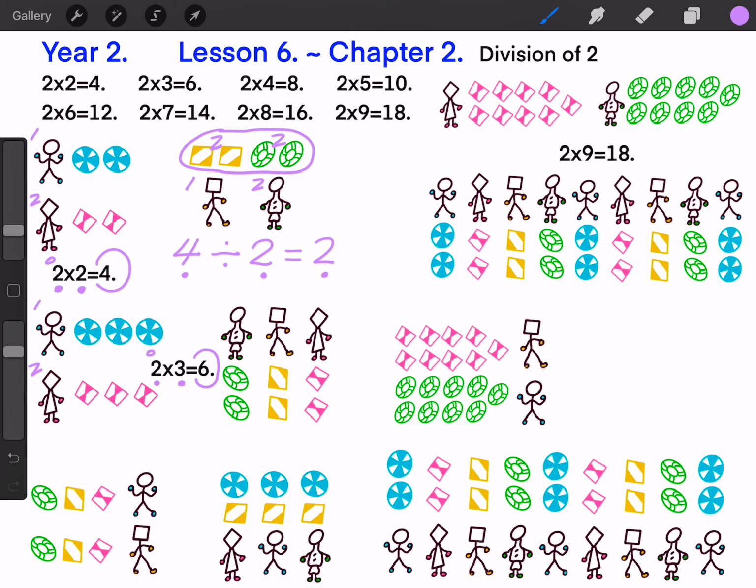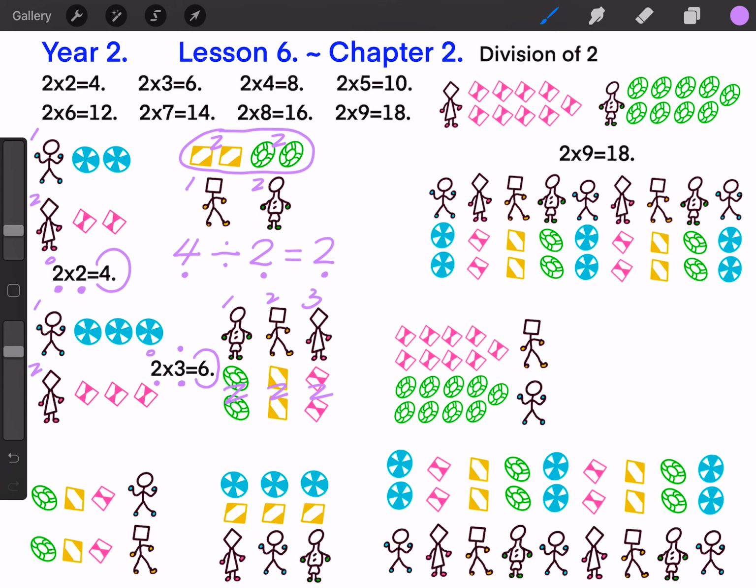Another possibility, there are 3 kids. Each kid has 2 candies. Totally, there are still 2 times 3 equals 6 candies.